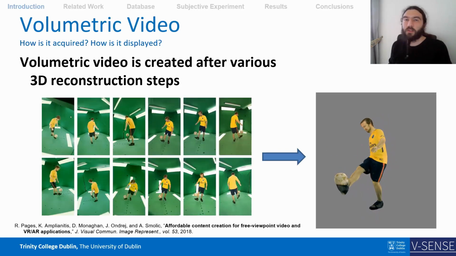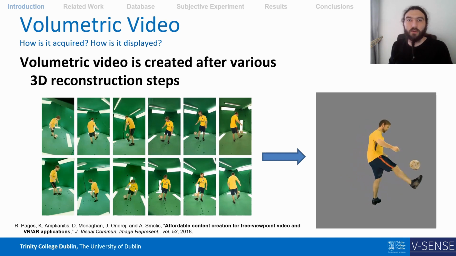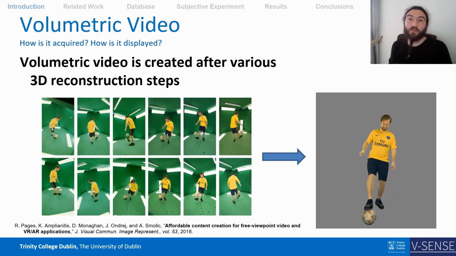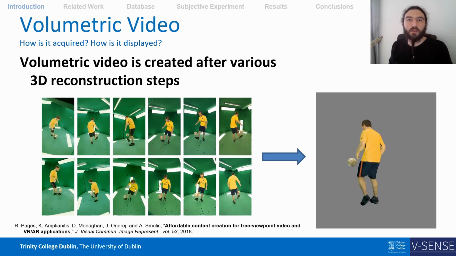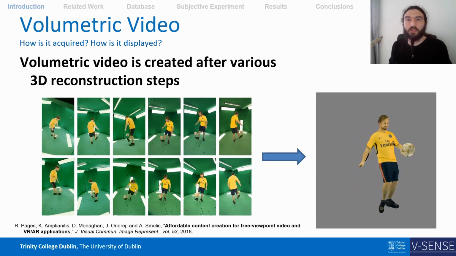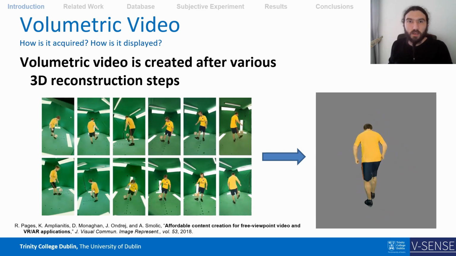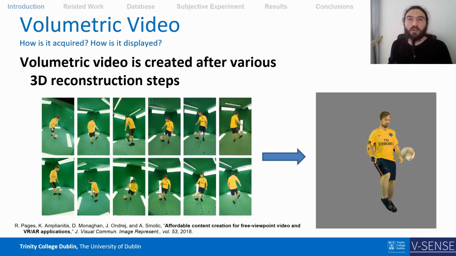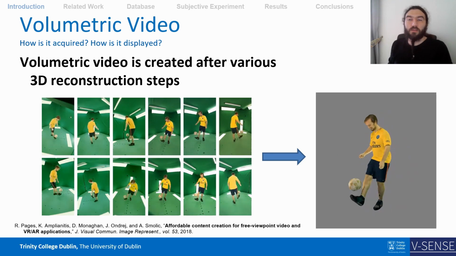Volumetric video, also known as free viewpoint video or 3D video, is a type of visual media where the viewer is free to view from any angle of their choosing. Volumetric video is acquired with many cameras looking inwards in dedicated studios. Here you see an example of such a reconstruction from the work we developed in vsense. The reconstructed model is shown on the right-hand side. In most cases, the 3D scene or object is recorded using many cameras in a synchronous manner. Afterwards, a sequence of 3D models is generated using various 3D reconstruction steps.